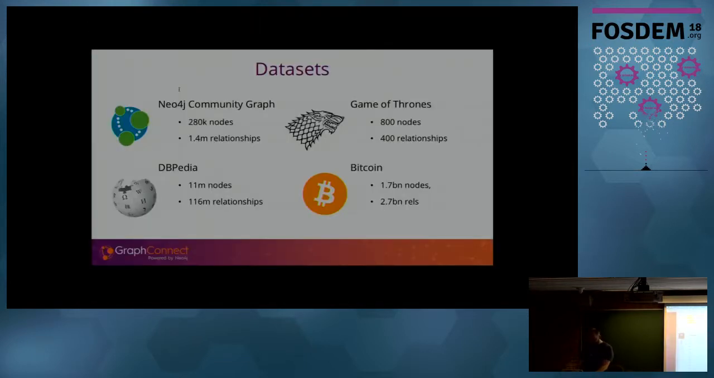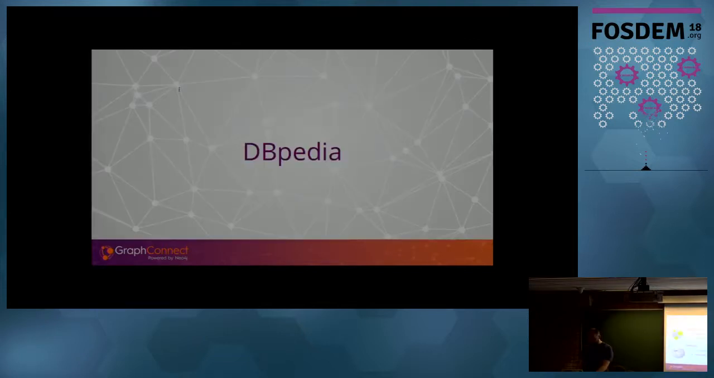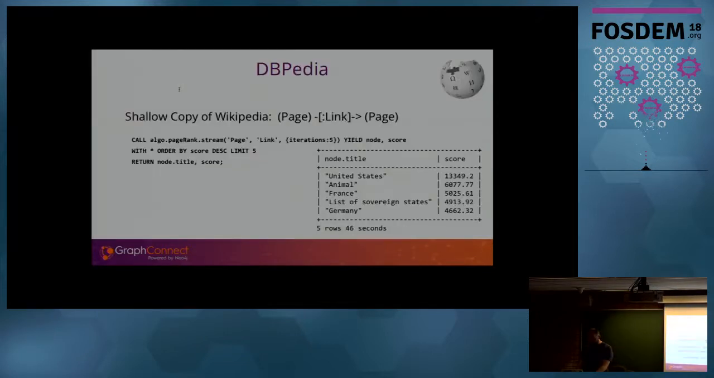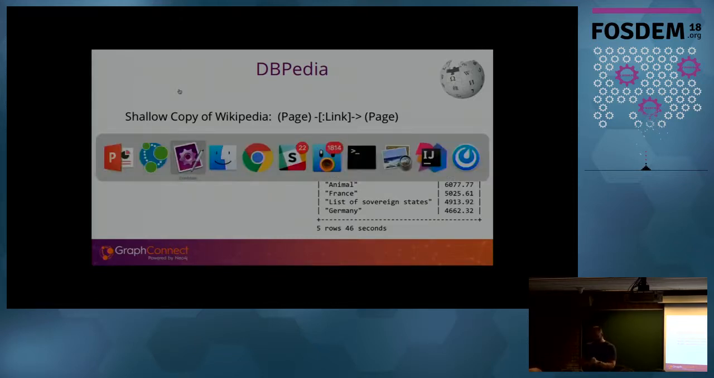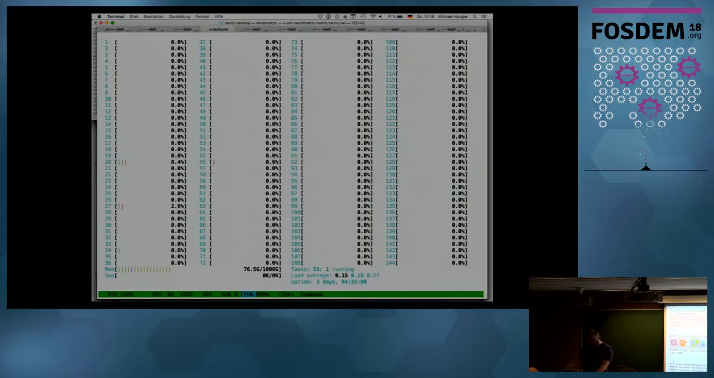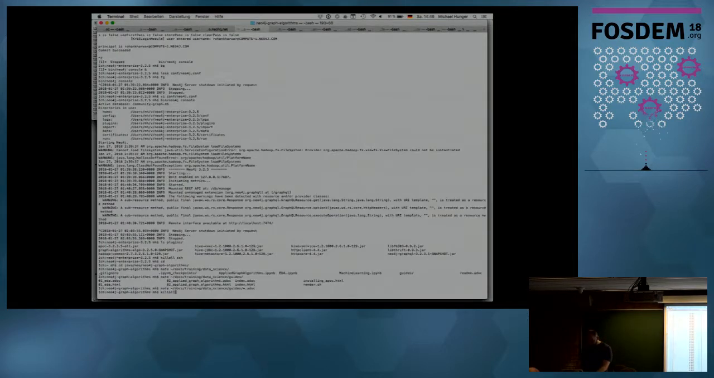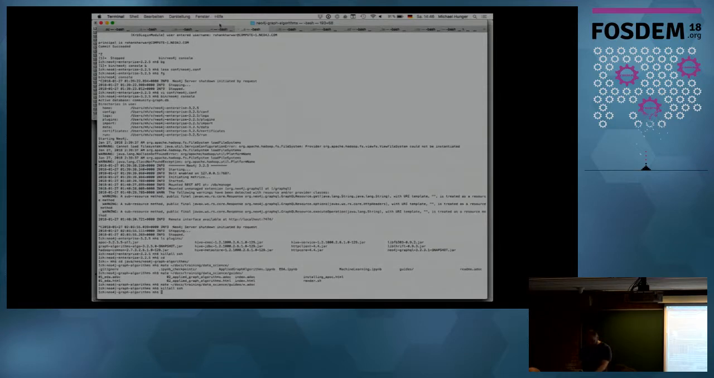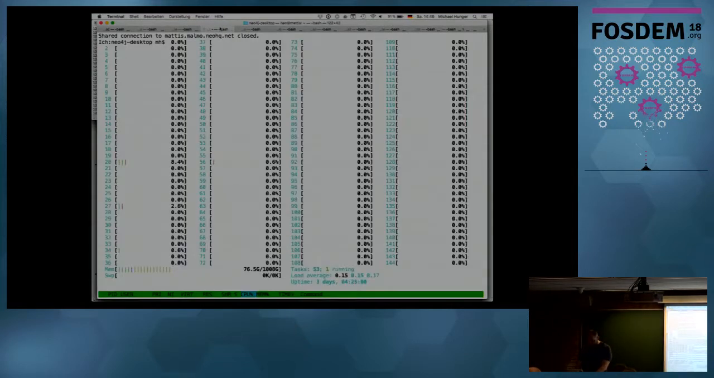My next example is DBpedia. So I mentioned before, DBpedia is a data set of 11 million nodes and 116 million links between pages. And we can just run some algorithms on top of that. And if my network works, let's see. Doesn't look like it. So let's see.